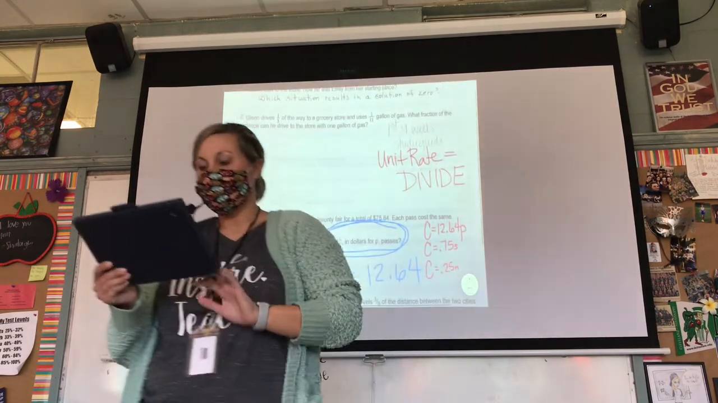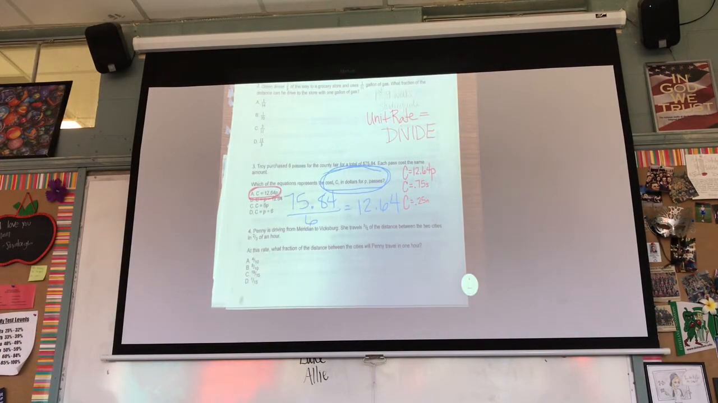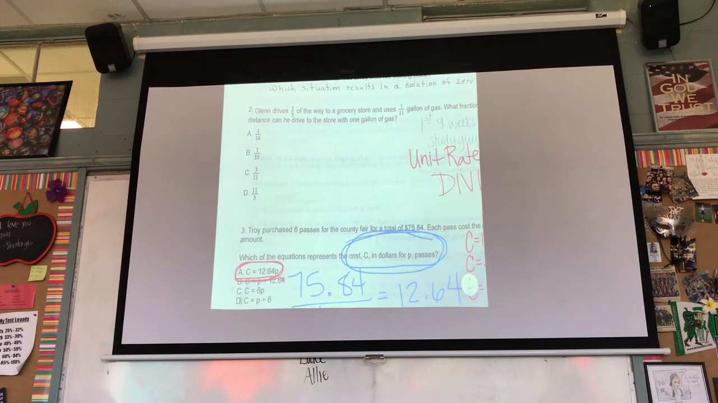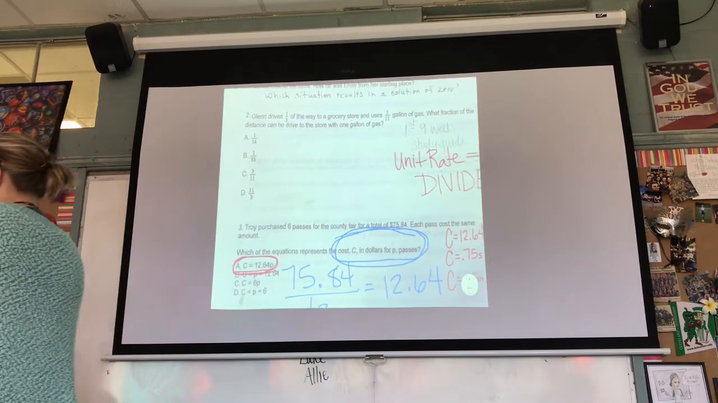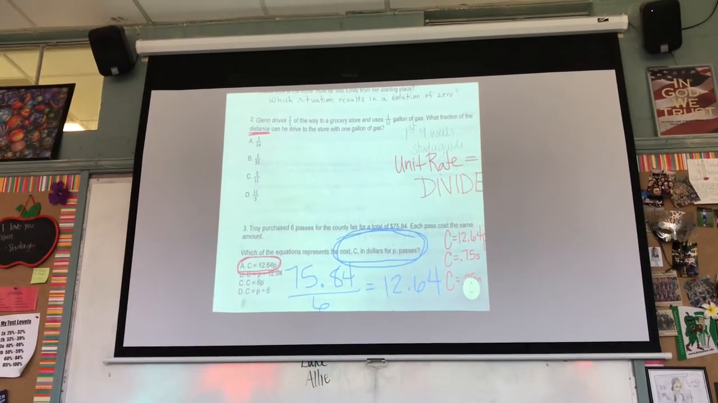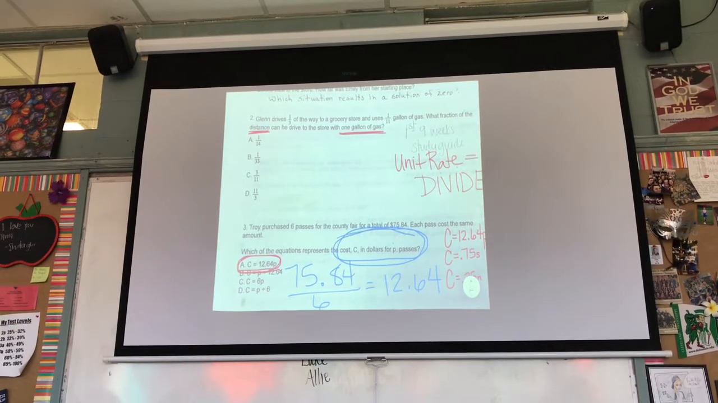Alright, now we're gonna do the same thing, but now, 2 and 4 are the same type of problem, they're just real crazy looking. On number 2, it says, Glenn drives a third of the way to the grocery store, and he uses 1/11th gallon of gas. What fraction of the distance, everybody underline distance, can he drive to the store with 1 gallon? What is another way that we can say 1 gallon?